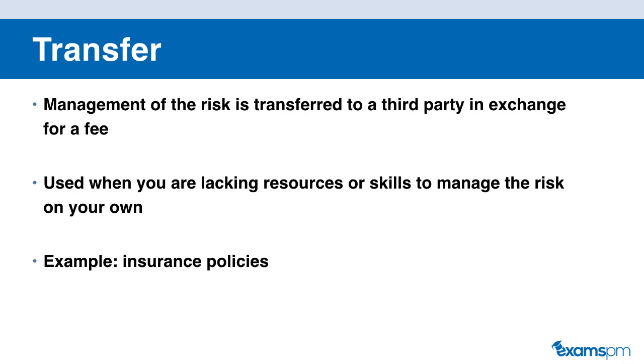The third risk response strategy is to transfer. The transfer risk response strategy is used when you cannot manage the risk on your own. So for example, you may be lacking the resources or skills, or you're just busy with other activities. So here, the management of the risk is transferred to a third party. So if the risk does occur, they are responsible for managing it.